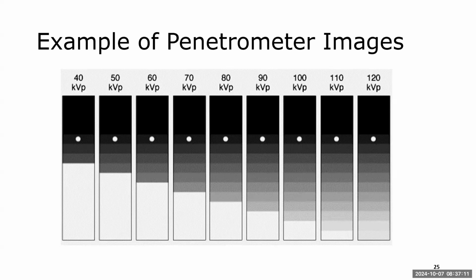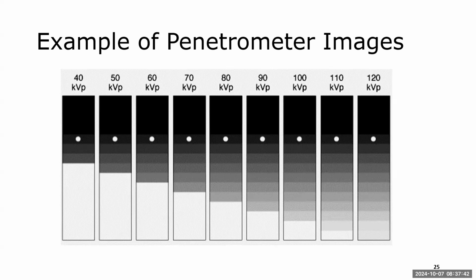All right. So what is happening to subject contrast as the kVp is increasing? You can see across the top, as the kVp is increasing, what is happening to subject contrast? Decreasing. It's decreasing. So what kind of relationship is that? Inverse. So as kVp goes up, subject contrast goes down. All right. Let's talk about why that is.